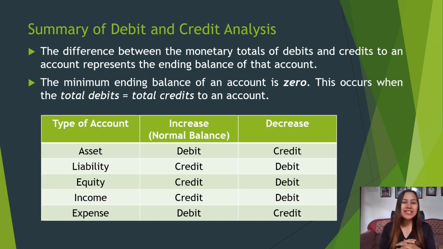Okay, for a better understanding, we have here another set summarizing debit and credit analysis. The difference between the monetary totals of debits and credits to an account represents the ending balance of that account. The minimum ending balance of an account is zero. Remember that. So this occurs when the total debits equal total credits to an account.